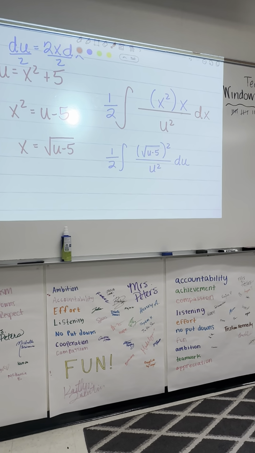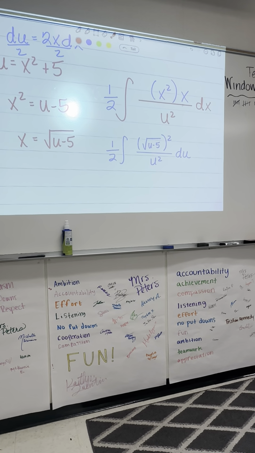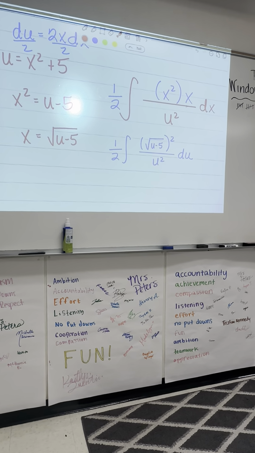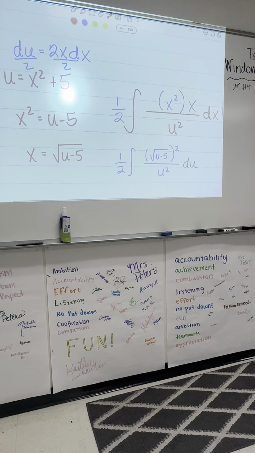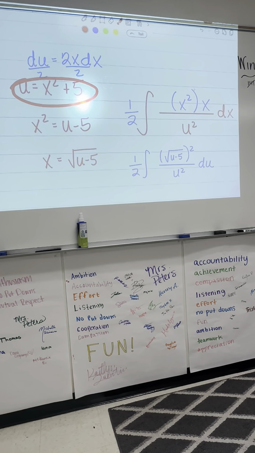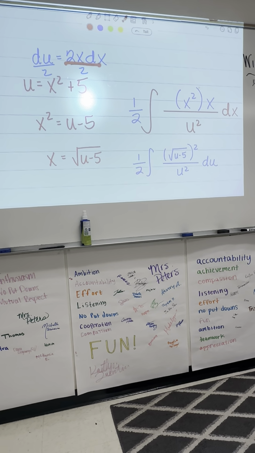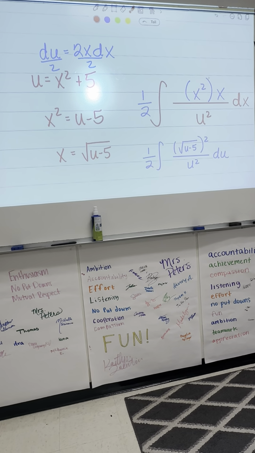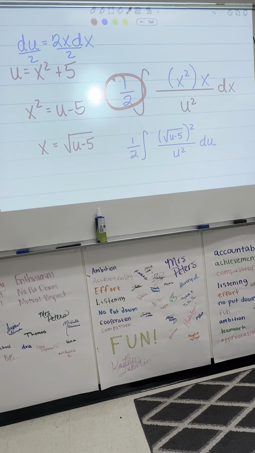I wouldn't have thought to do that, but it makes sense when you say it. I'm not surprised you wouldn't have thought. You shouldn't have been able necessarily to think of that, right? Where does the 1/2 on the outside come from? Because my du, my derivative of u, is 2x dx. So I did the whole divide by 2 thing, right? So that's why I have the 1/2 over here.